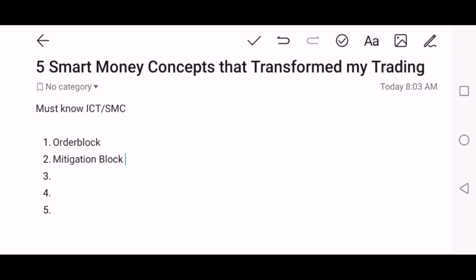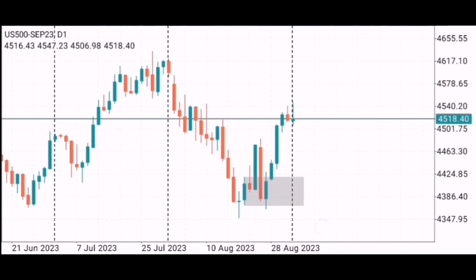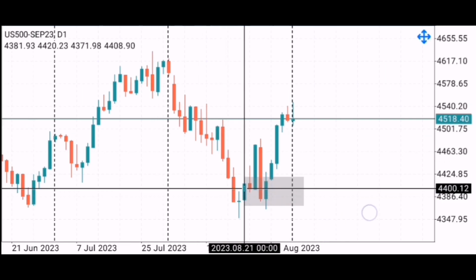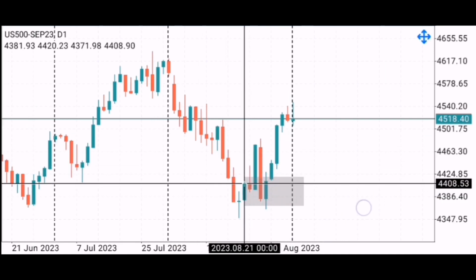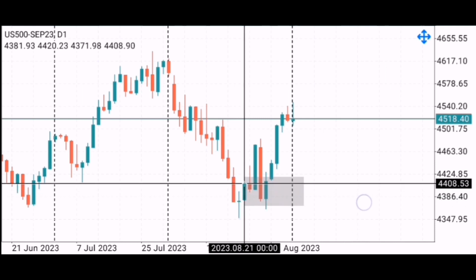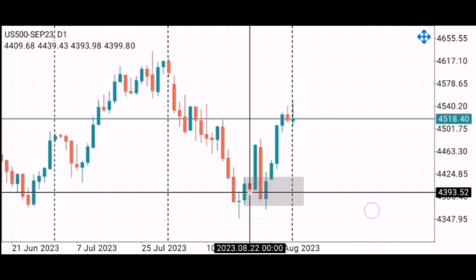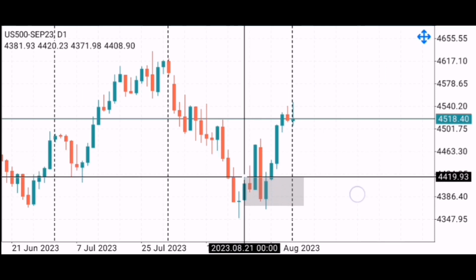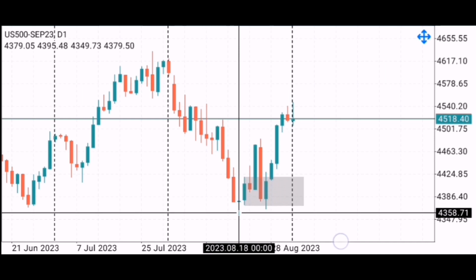Okay, this is another concept that is very useful, and I would like to jump into the charts to have a look at it. And this is how a mitigation block looks like. We have a move to the upside, break in structure. Over here you can see these two green candles going to the upside. We have one candle going down, and then we break structure to the upside, leaving us a mitigation block over here.